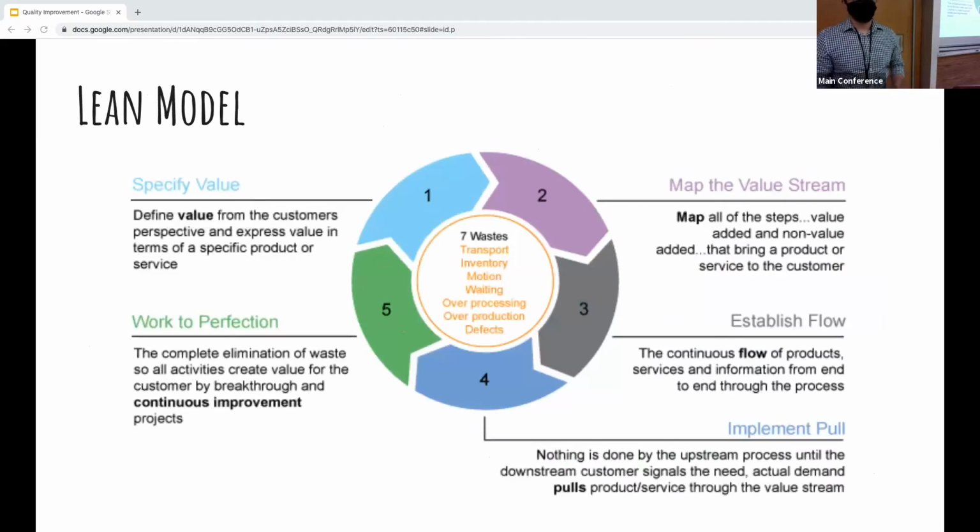The next model is the Lean model. And like I mentioned before, this was created in manufacturing. This is a customer-based model, and it says, what matters to the customer at the end of the day? What do they care about? And the whole point of this model is to remove all the waste. And the waste is broken down into 7 different buckets: transport, inventory, motion, et cetera. And basically, it looks at all the things that matter to the customer and cuts down everything else.